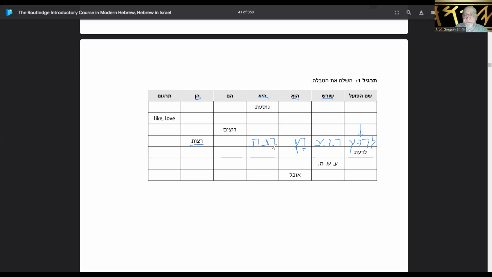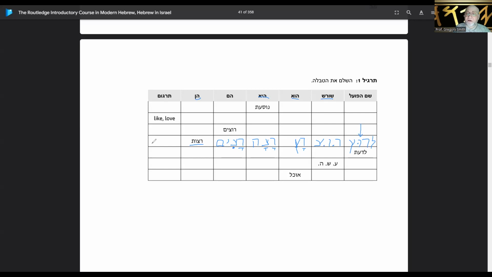Okay, with kametz. Okay, she is running. How about they are running in the masculine or mixed plural? Ratzim. Mem sofit. And this would have the kametz, and then we would have hirik. The single dot is hirik, and it's E sound, ratzim. And then we have ratzot.